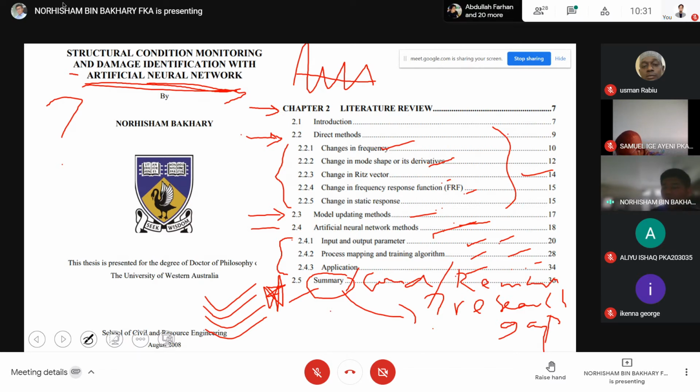Okay, so if I am the examiner, the first thing that I will check when I read your thesis is chapter 2. I will go to chapter 2, and then I will go to the summary. Does the summary really explain the research gap? If not, then your grade will maybe be C1 or C2 only. Okay.